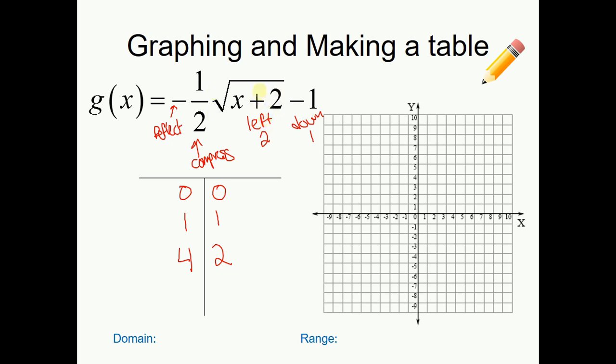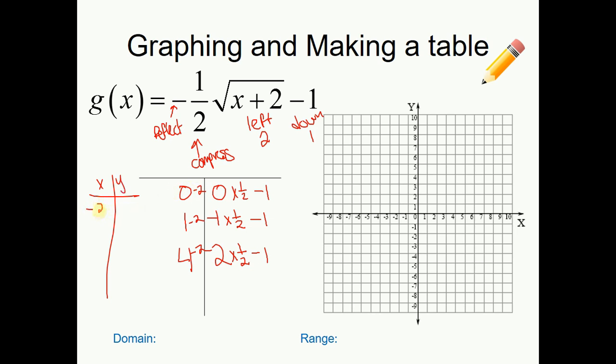So first thing I'm going to do is take care of my left. So I'm going to subtract 2 from all my x values. Reflect is going to change all of my y's signs. It's going to make them negative, because if I'm reflecting in the x-axis, my y's are what's changing. And then I need to multiply by my compression, so multiply by the half, because that's affecting the y values. And then ultimately I got to go down 1 as well. So let's figure out our new table.